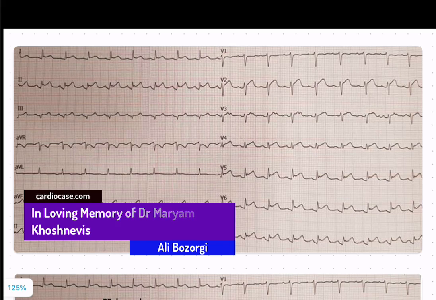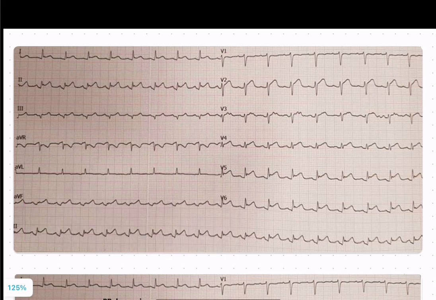Today, we'll discuss a young female who presents to the emergency room with 3 hours of chest pain and this ECG. Before we dive in, I want you to pause the video and take a moment to focus on the ECG. I'll provide an explanation shortly thereafter.